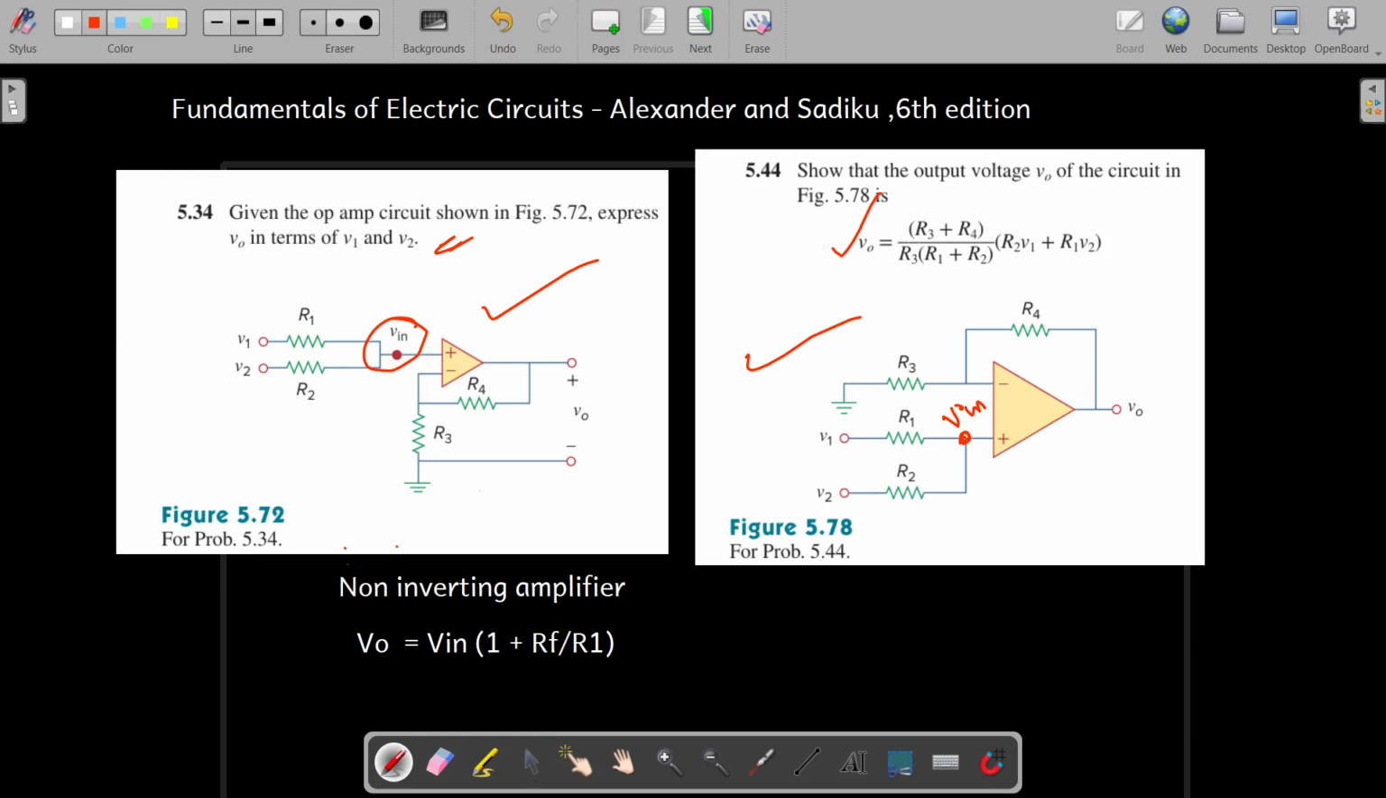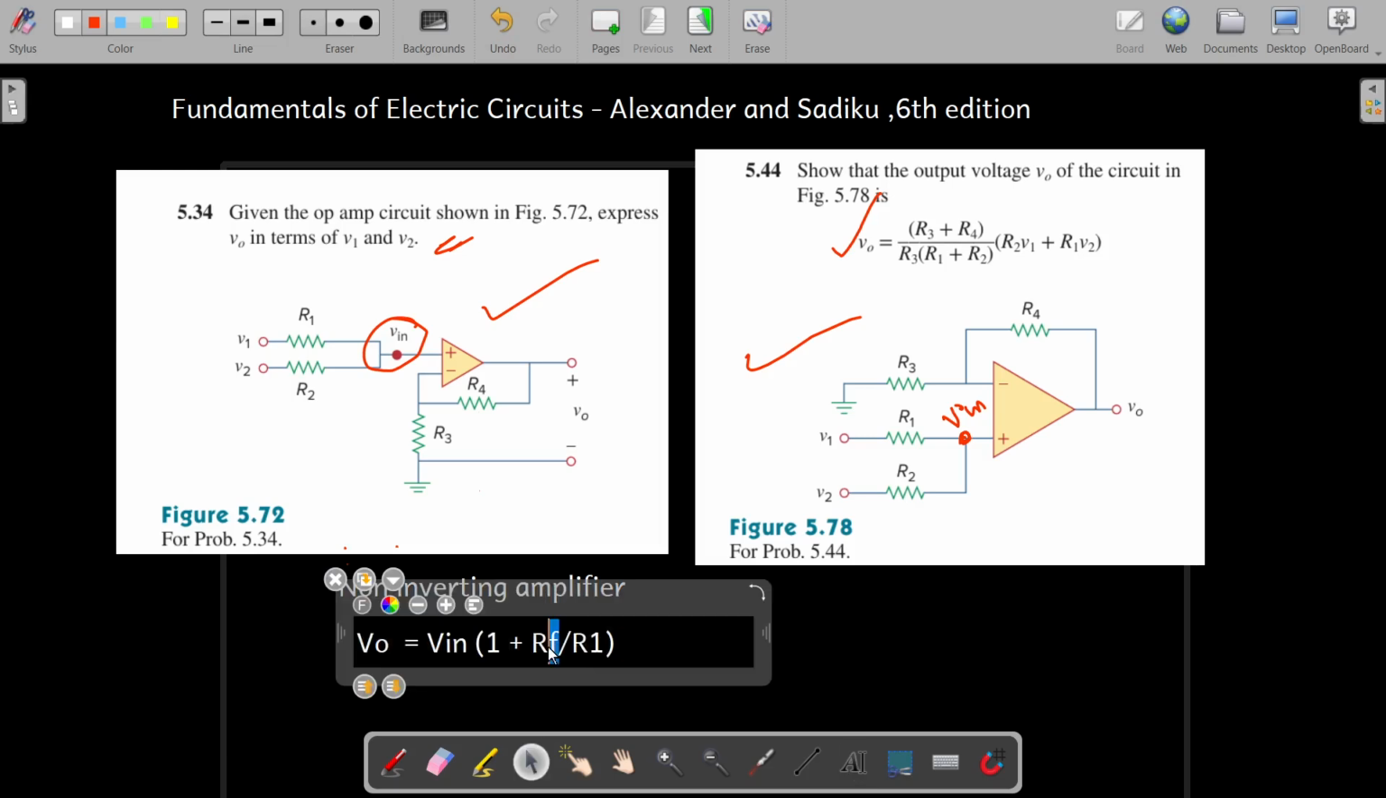Now let's get started. This amplifier is a non-inverting amplifier with the two inputs V1 and V2. So we know the formula for a non-inverting amplifier. The output voltage is equal to input voltage multiplied by 1 plus RF by R1. And here this RF is R4, and instead of R1 you have R3. So this is your R4 and this is your R3.